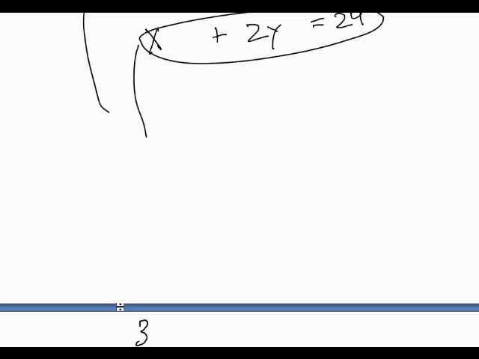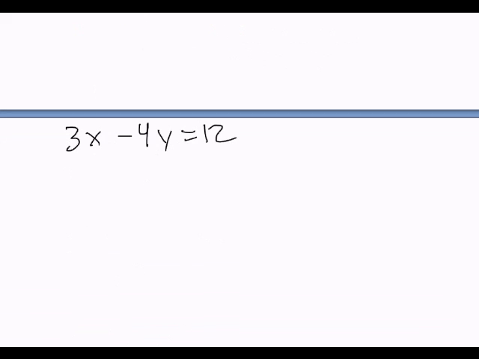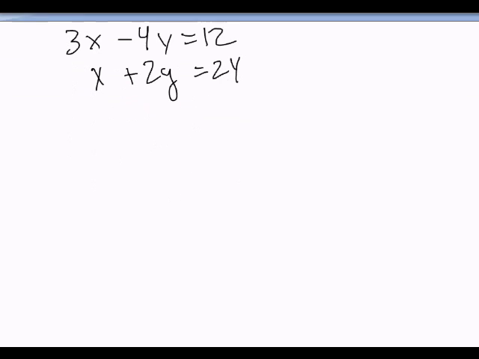3x minus 4y equals 12. I got it in the wrong spot. 3x minus 4y equals 12. I hope I wrote that down right. 3x minus 4y equals 12, and x plus 2y equals 24. So that was the first step. We got rid of the fractions. Now we're going to go through our process.